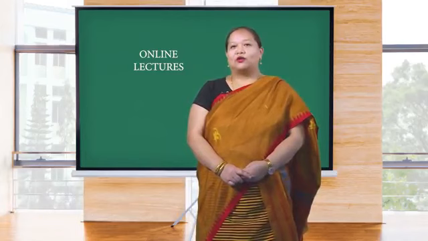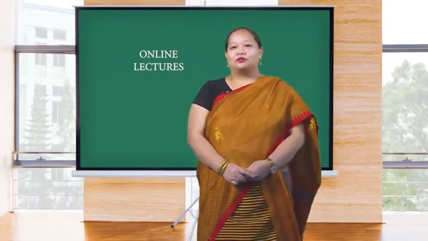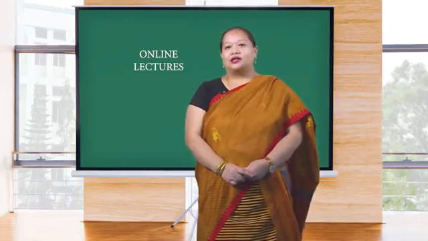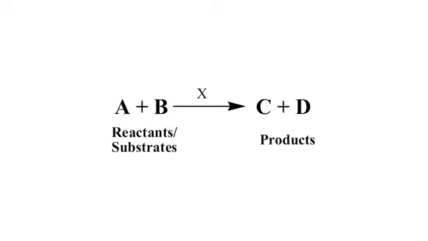Organic compounds, or in other words, compounds of carbon, can undergo many different types of reactions. And this chemical reaction is simply represented by a chemical equation. That is, A and B react in the presence of X to give C and D as products. A and B are the initial substrates or the reactants, X is the reagent, and C and D are the final products. This chemical equation really indicates how the reaction proceeds in actuality.